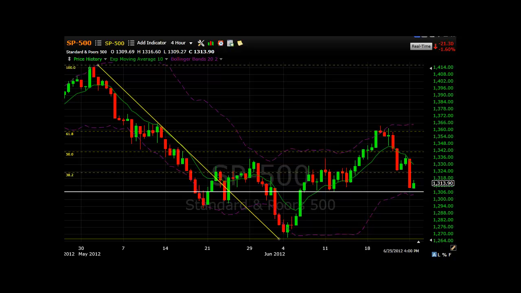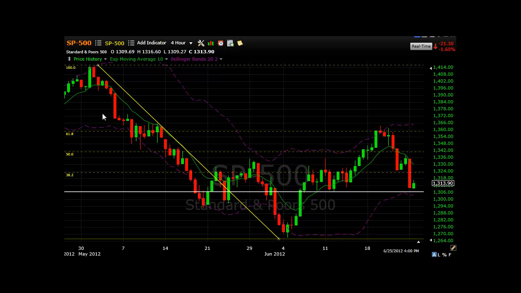We're looking at the S&P 500 right now. We're actually looking at a 4-hour chart of the S&P 500. A 4-hour chart is oftentimes a great time frame to look at to see what's happening within the market. It obviously gives you a little bit more detail than a daily chart does.